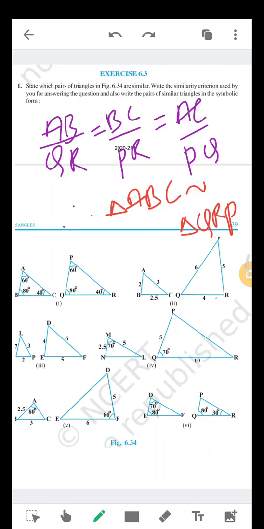I have solved question number 2 for you here. In the same way we will solve the other bits. You can try the other bits in the same way. If any doubt in this, you can ask me.